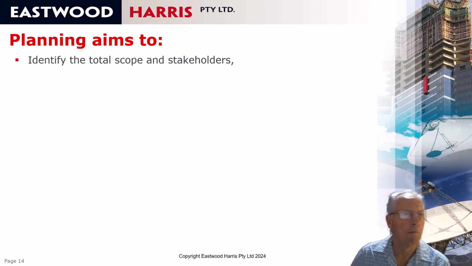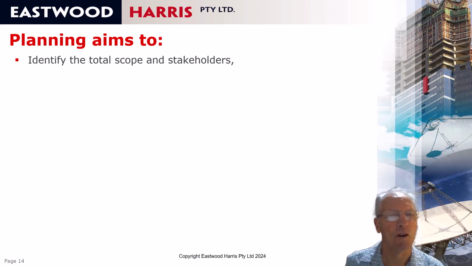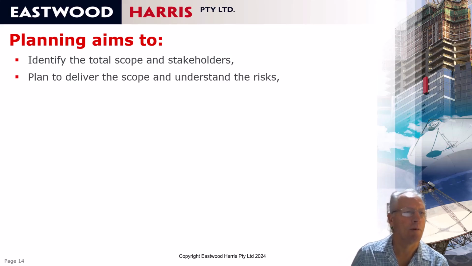Well, first of all, part of planning a project is to identify the scope, normally by creating a scope document, and also you need to identify the stakeholders using stakeholder analysis, and from these two documents you can start developing the program. You then need to plan how to deliver the scope and understand the risks, so you need to understand what your project methodology is, how you're going to construct the project, how you're going to break up your contracts and purchase orders, and do a risk analysis.